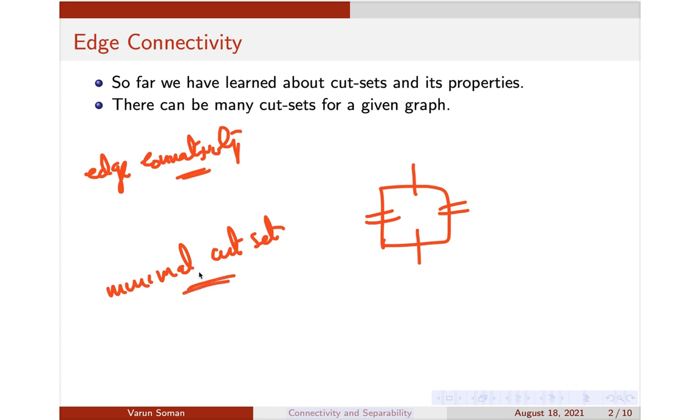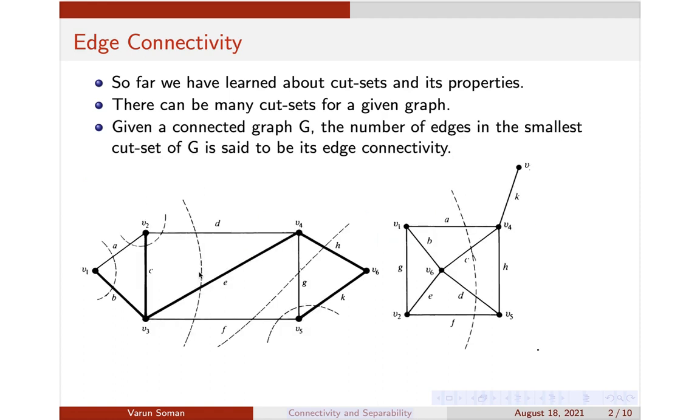Suppose sometimes all the cut sets may contain two edges, then the edge connectivity is 2. Sometimes some cut sets may contain 3 edges, some cut sets may contain 2 edges. So there the minimal set has 2 edges. So the number of edges in the cut set having the minimum number of edges is called the edge connectivity. That's a very simple thing. The number of edges in the smallest cut set of G is said to be its edge connectivity.